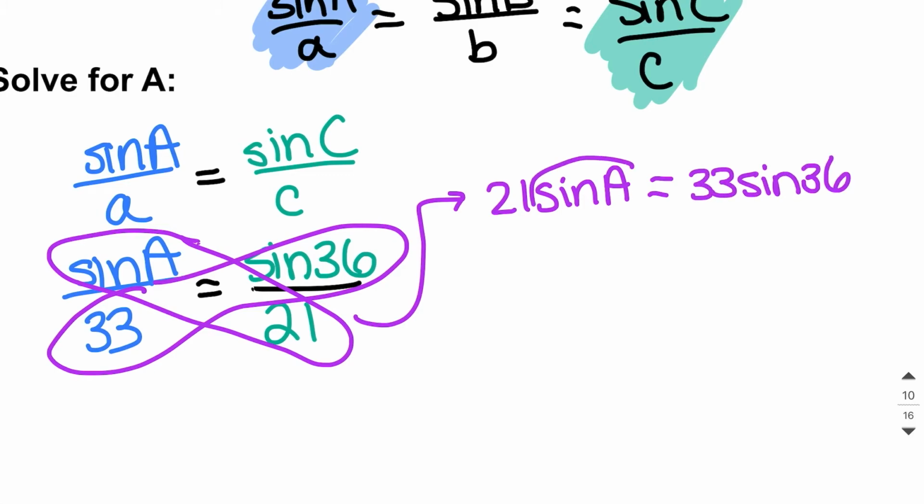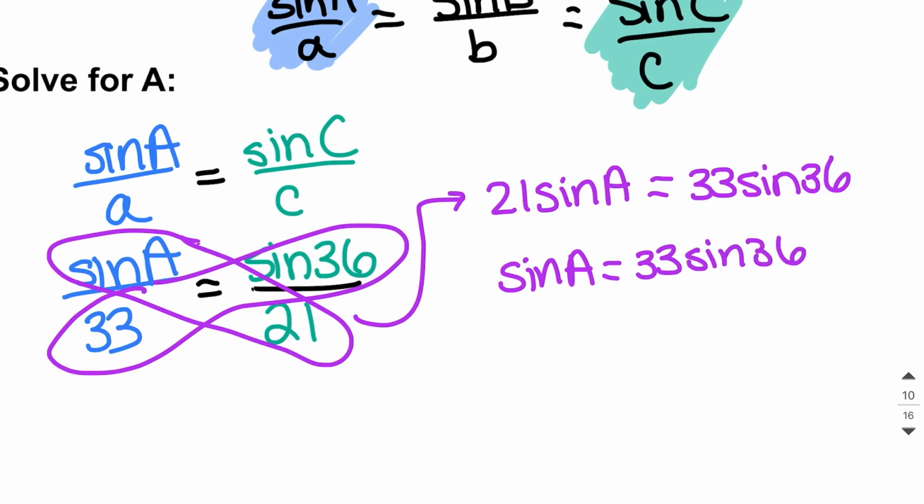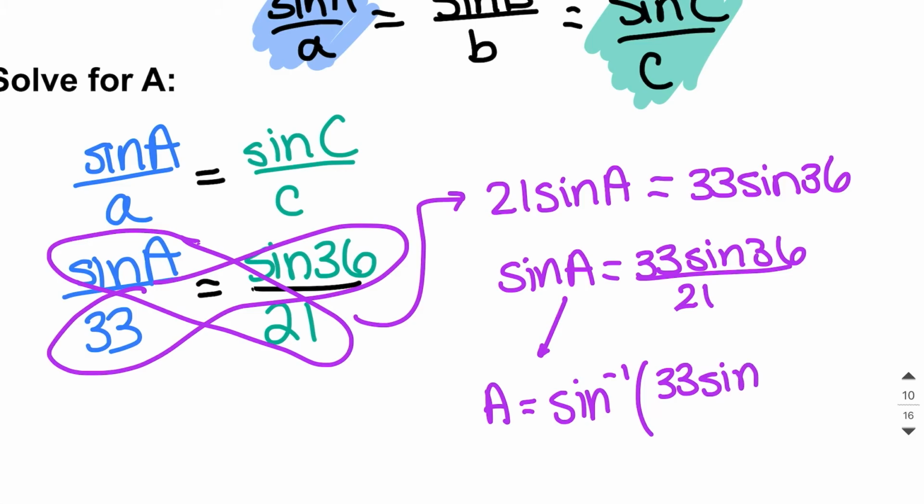In order for me to isolate A, I have to isolate sine of A first. So I need to get rid of this 21 by dividing. But again, I don't want to show the division because I don't want you to think that this is going to end up being a fraction when I cross multiply. So I get 33 times sine of 36 over 21. Notice how I have not typed anything into my calculator yet. Now, to get the A out of there, this is where I'm going to do inverse sine. So I'm going to do inverse sine of 33 times the sine of 36 all over 21. And then I'm going to go ahead and type that into my calculator.